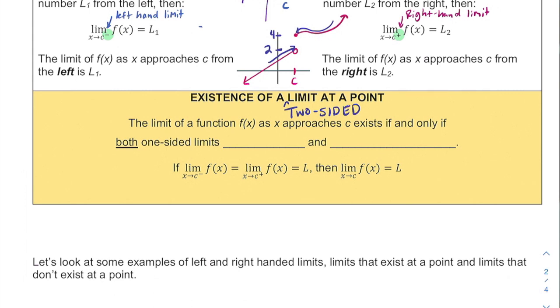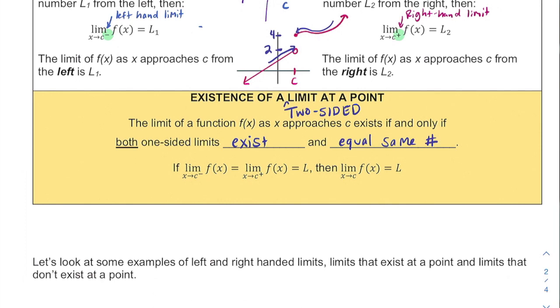Here's our definition. The limit of a function f of x as x approaches c exists if and only if both one-sided limits exist, so the left limit has to exist and the right limit has to exist, and they equal the same number. Written out in notation, it looks like this.